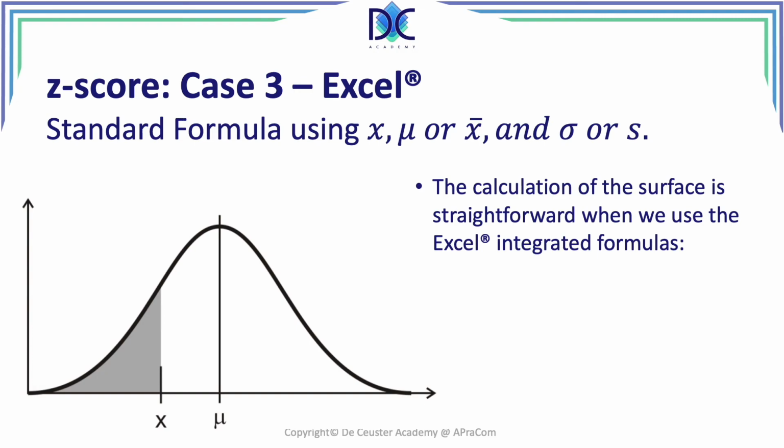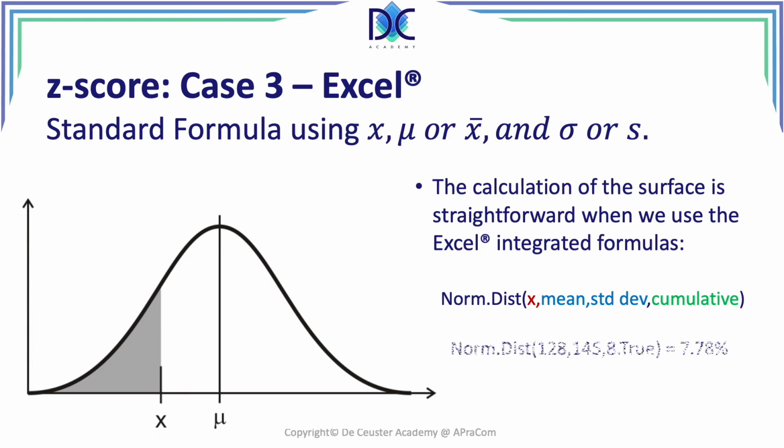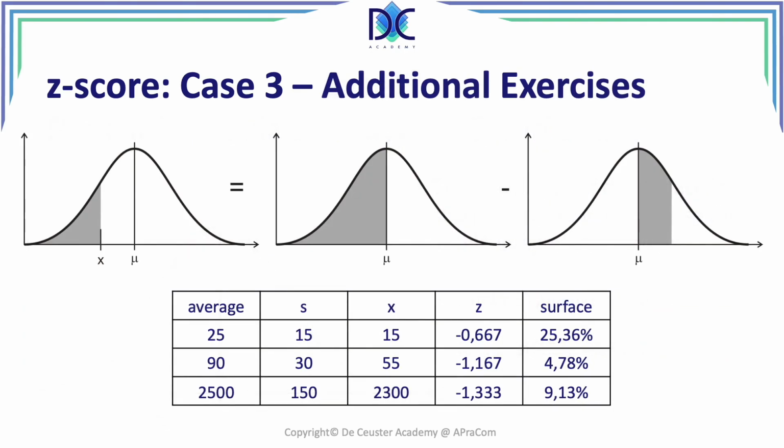Differently, we can use the values x, mu and the standard deviation. Then we have the NORM.DIST distribution, and we just have to fill out the value of x, the mean, the standard deviation, and to find the surface, we have to select cumulative. We have to give cumulative the parameter true. And we find NORM.DIST, where we have x, which is 128, the mean is 145, the standard deviation is 8, and cumulative, we select true to have the surface, and we find here that the surface is equivalent with 7.78%. We have some more exercises here.